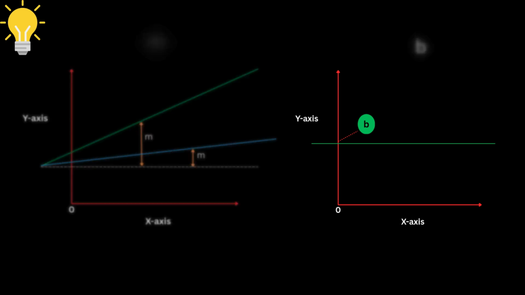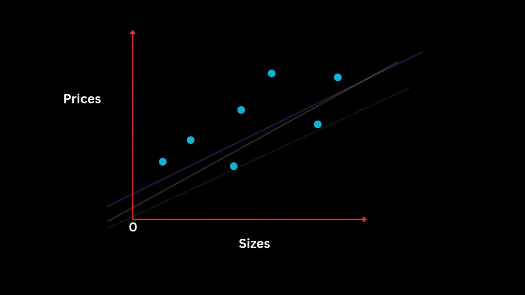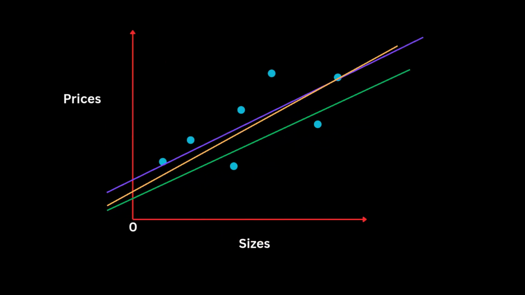Now, when we place this line on top of our data points, the line starts making predictions. For a given house size, the line tells us what price it thinks makes sense. But drawing a line is not enough. Some lines will be close to the dots, some lines will be far away. So the next question is obvious. How do we know if a line is good or bad?